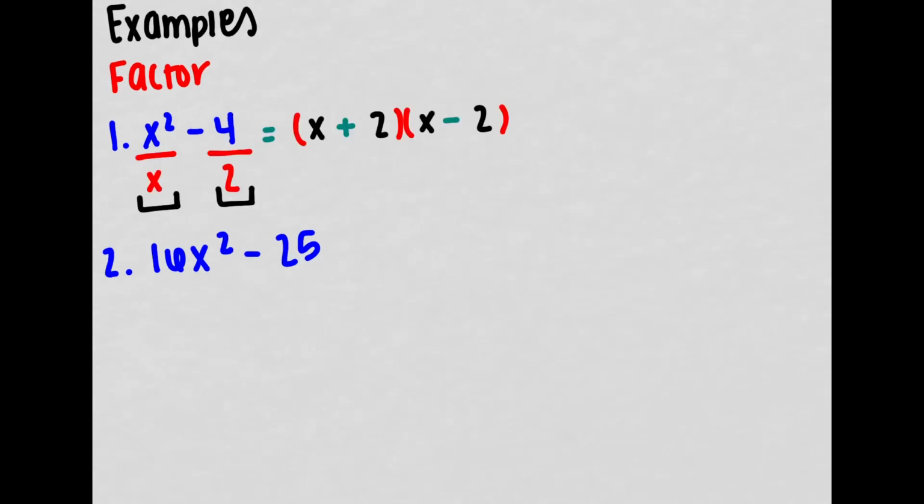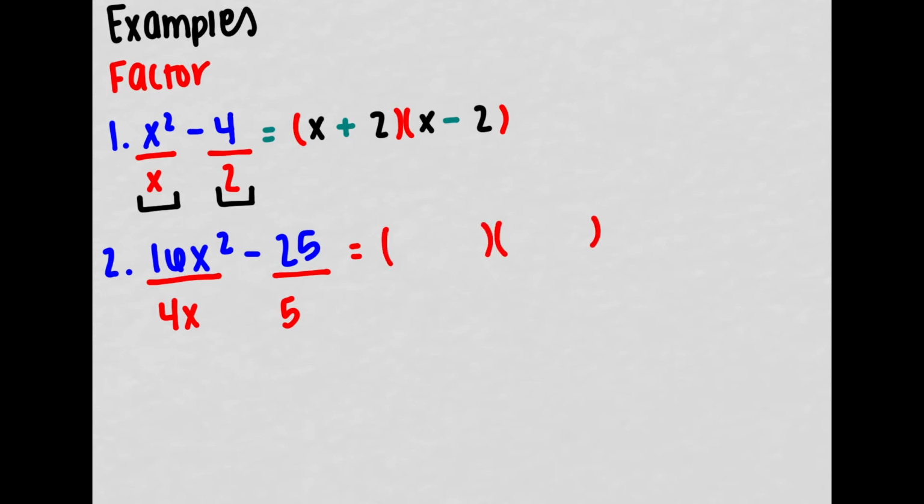So number 2 is 16x squared minus 25. I need to ask myself if I can take the square root of both of these. There is a square root of 16, which is 4, and we already know the square root of x squared is x. So the first term is good. The second term, the square root of 25, if you don't know, is 5. So I do have two terms that I can have a perfect square root of, and they're separated by a minus sign, so I can do my difference of squares here.